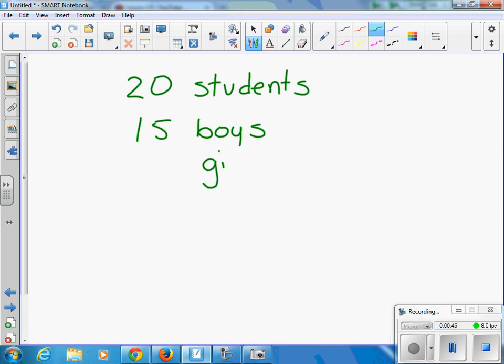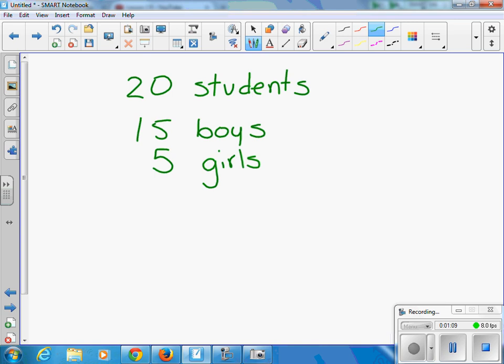So how can I find how many students are not boys? Well, I can subtract the total number of students minus the number of boys, and that will give me the number of students that are not boys. And if they're not boys, they are girls. So if I have 15 boys and 5 girls, that will be a total of 20 students. So keep that in mind.